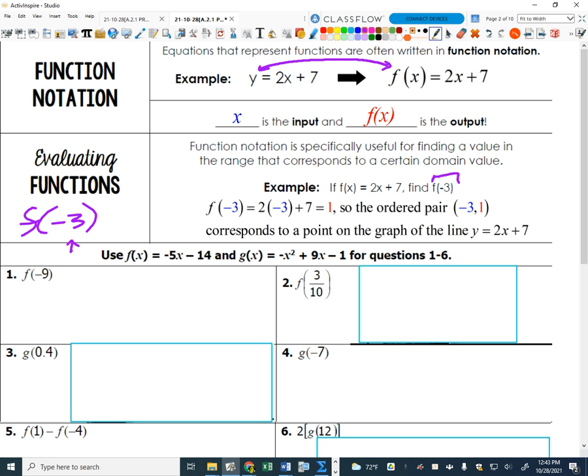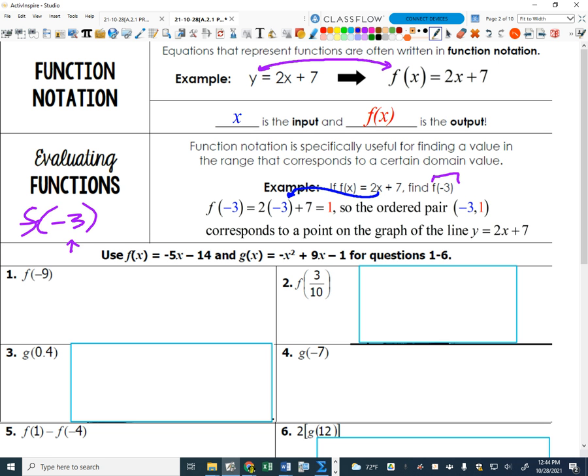Where I used to have an x, now I'm going to replace that with the quantity negative 3 and just simplify. Well, 2 times negative 3 is negative 6, plus 7 is 1, right? So then this corresponds to the ordered pair negative 3, 1, right? The input is negative 3 and the output is 1.